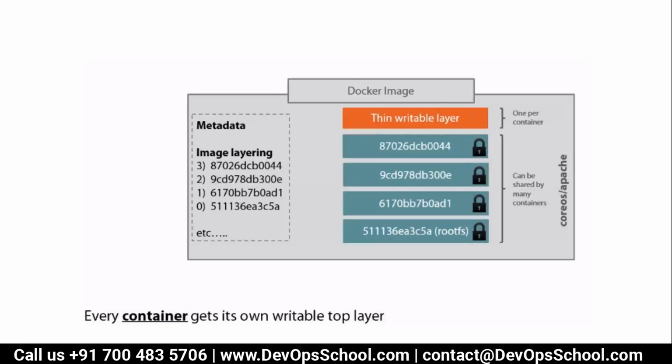Here you see there were four layers: locked, read only, which are part of the image. The container is sharing all these layers with the help of union mounts, and this is the anatomy of an image.